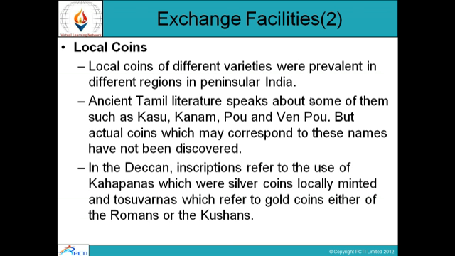So, ancient Tamil literature speaks about Kasu, Kanam, Pau, and Ven Pau, but the actual coins which may correspond to these names have not been discovered. So, there were a lot of local coins which were found and which were used for exchange.